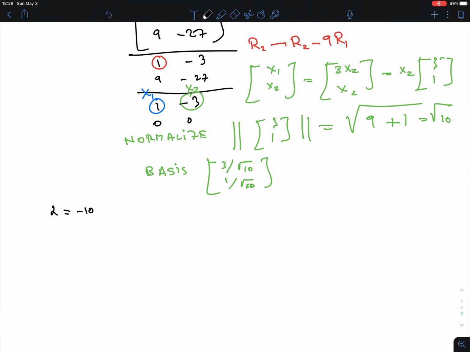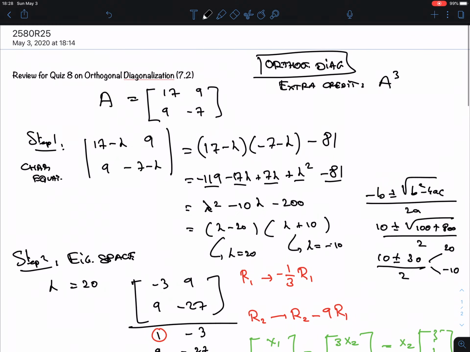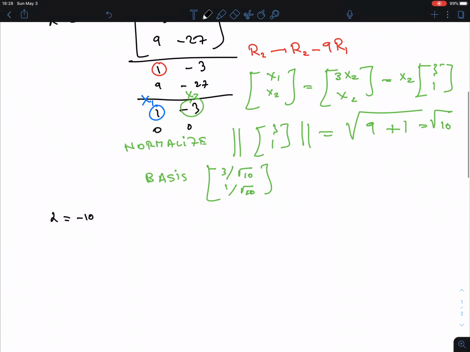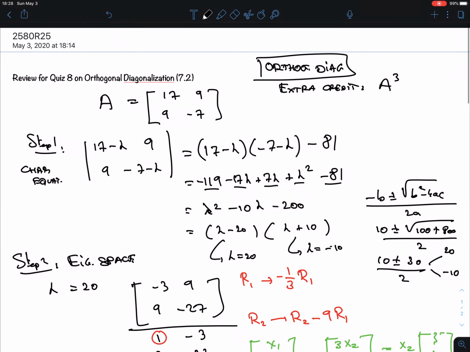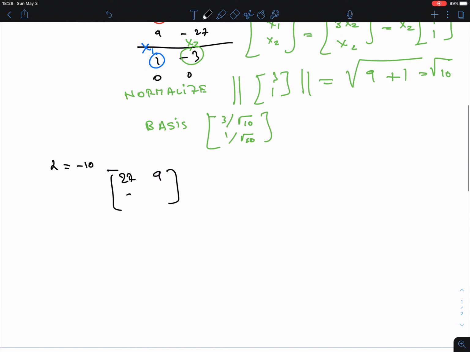Now for lambda equals negative 10, that means now we're adding 10 to the diagonal, that would be 27, 9, and then 9, 3. Here you see we cannot really get a 1 without getting fractions, but okay, it's not so bad, so I'm going to divide the first row by 27. Looks worse than it is, because we get 1, and here we get 9 divided by 27 is 1/3, and I get 9 and 3.